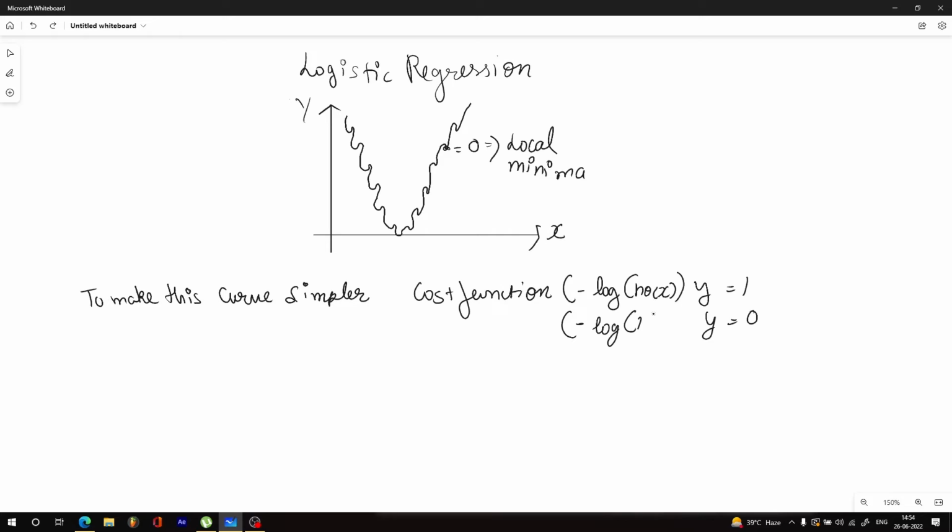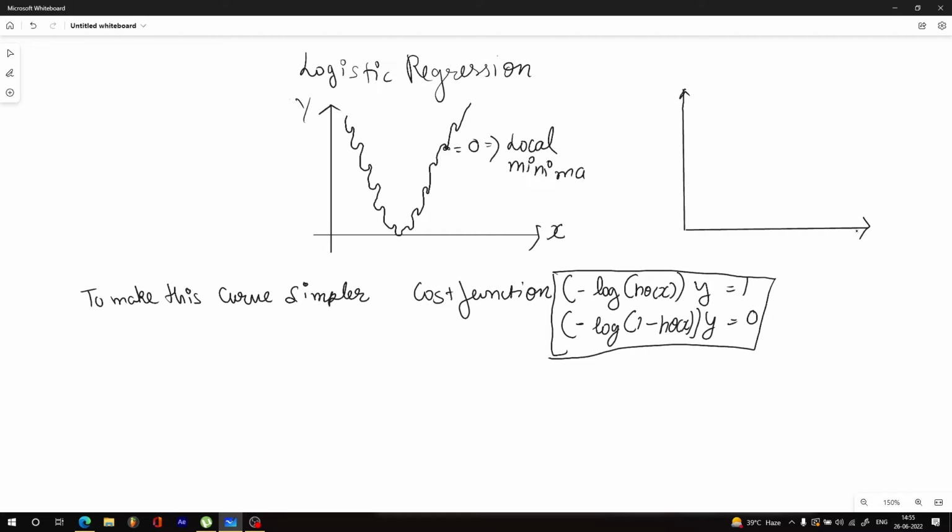I'm trying to write it down properly, sorry for the bad handwriting. This is how we are going to use our cost function. This is what we do to create a simpler trajectory. After applying this, our graph will look like this, and the convergence theorem remains the same as I showed you in linear regression.